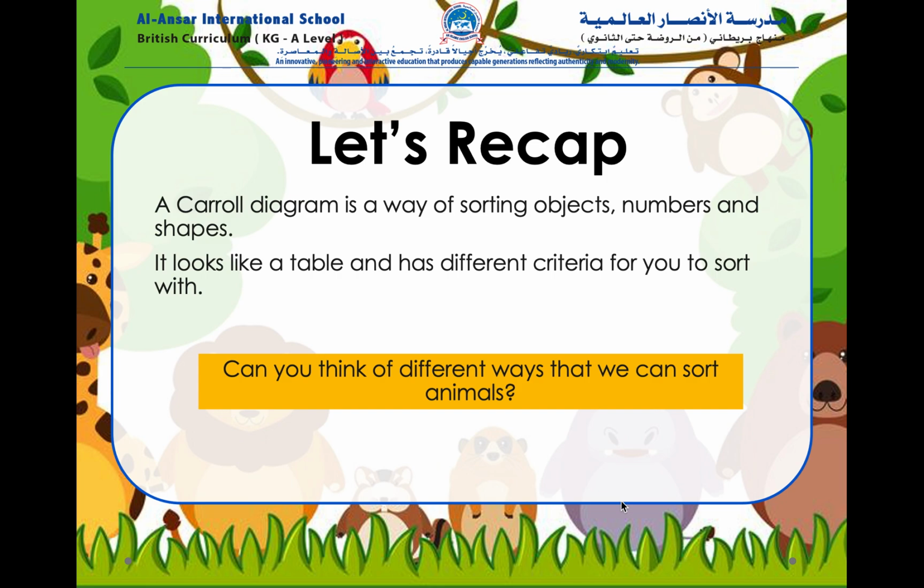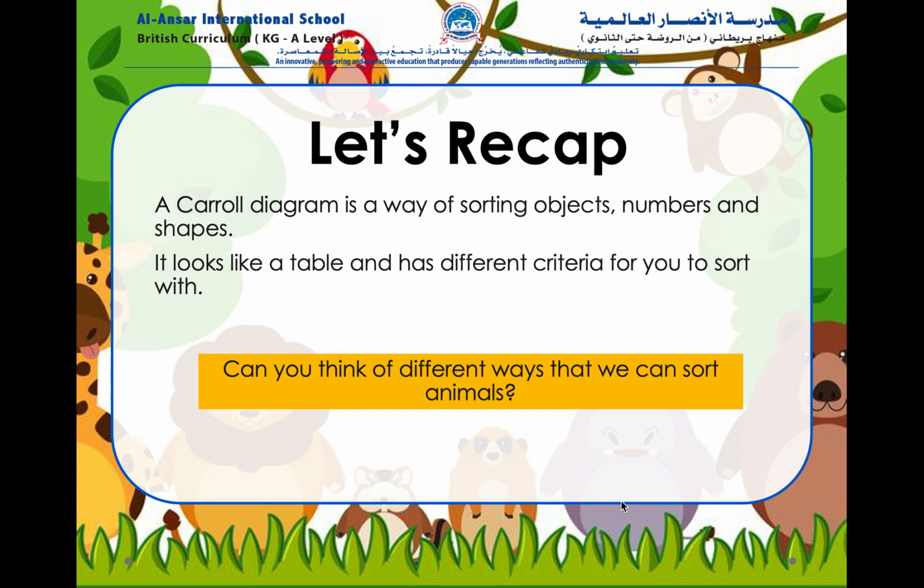Let's recap. What is a Carroll diagram? A Carroll diagram is a way of sorting objects, numbers, and shapes. It looks like a table and has different criteria for you to sort with. Can you think of different ways we can sort animals?